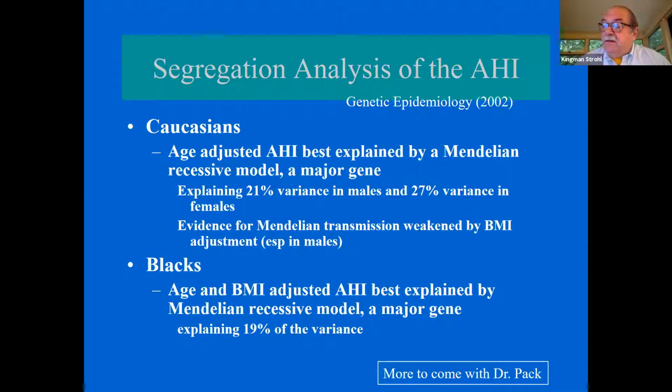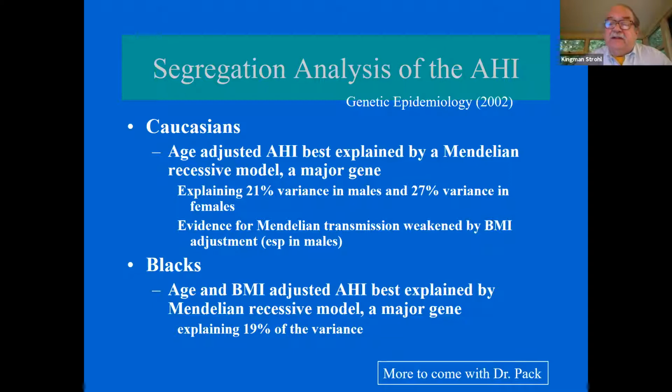of Blacks and BMI-adjusted AHI, and this is really interesting: there were some genes associated with AHI that actually went up when you adjusted for BMI. These were the statistical insights that people had into parts of the genome that were related to this trait called apnea-hypopnea index, as imprecise as it is.